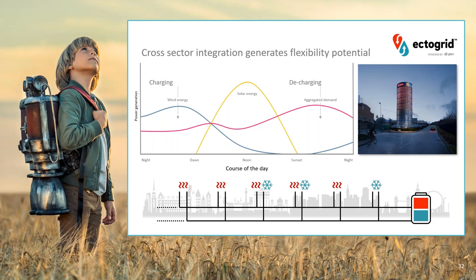As supply of renewable energy goes down, or if it goes down during a day and aggregated demand goes up, we switch off the decentral heat pumps and decharge the Ectogrid. The local balancing effect is that heat pumps are not run when power is needed in the power network the most.